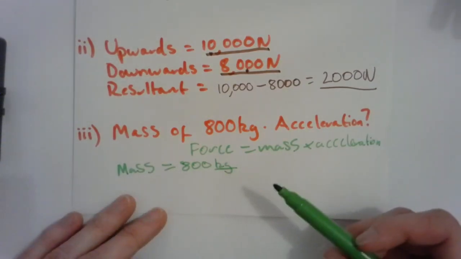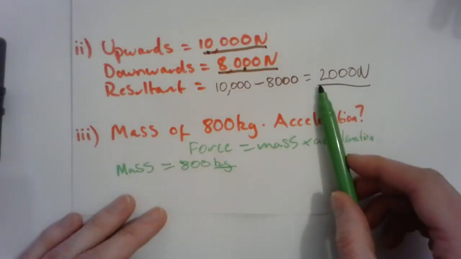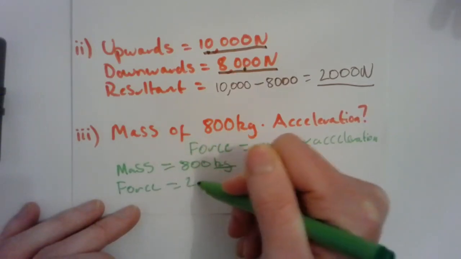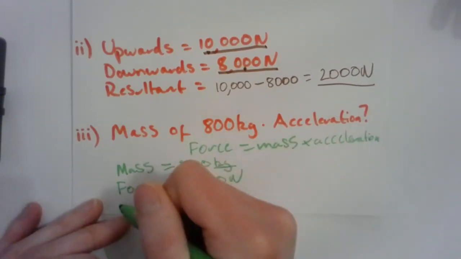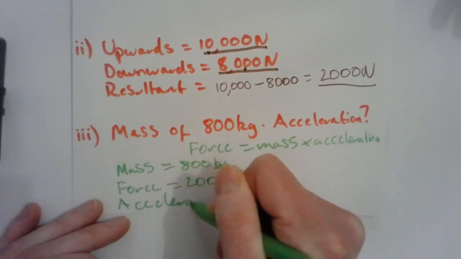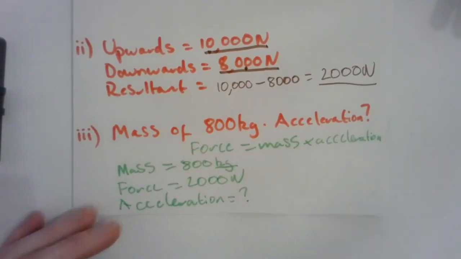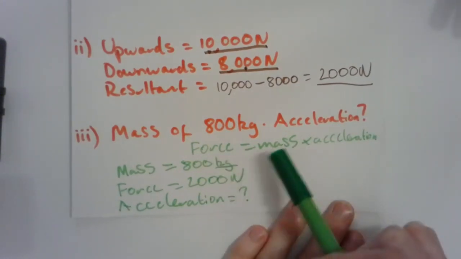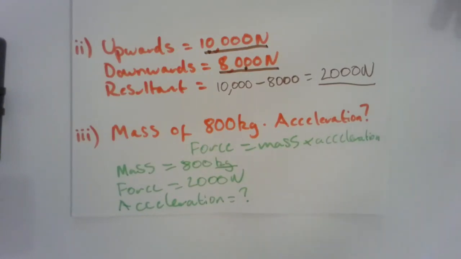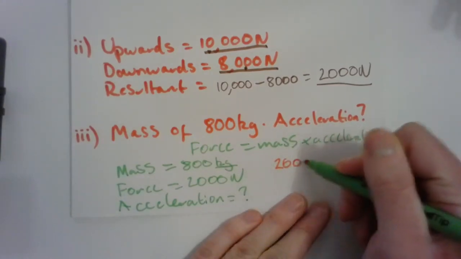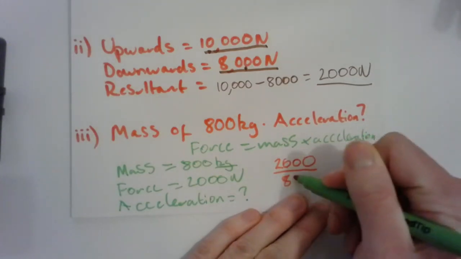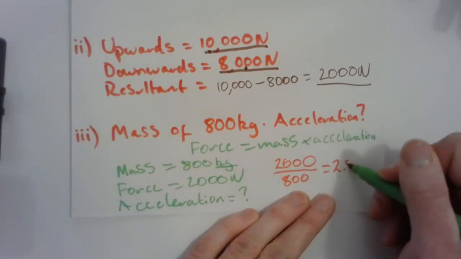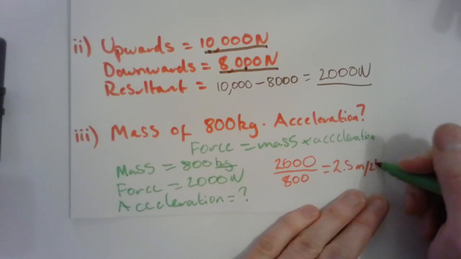Your force, the bit that made this question a little bit tricky, is that you had to know to use the force you just calculated up here. So force is equal to 2,000 newtons, and acceleration is what I want to find out. So to find my acceleration, I'm going to need to do my force divided by my mass. So I'm going to need to do 2,000 divided by 800, which comes out at 2.5 meters per second squared.